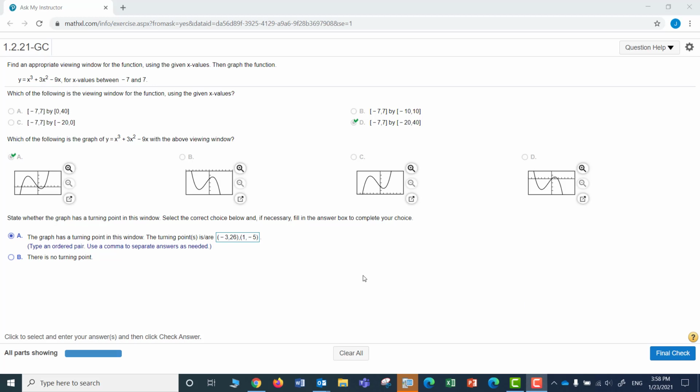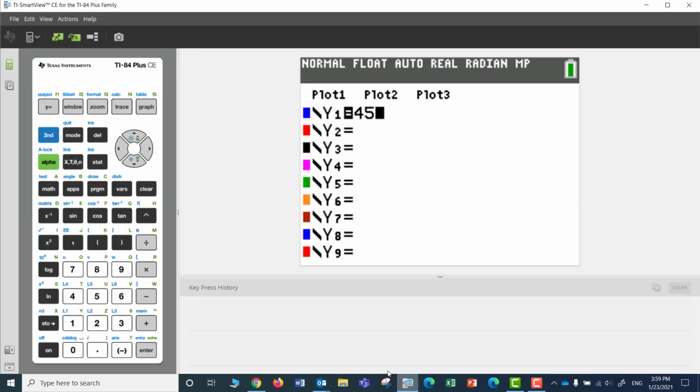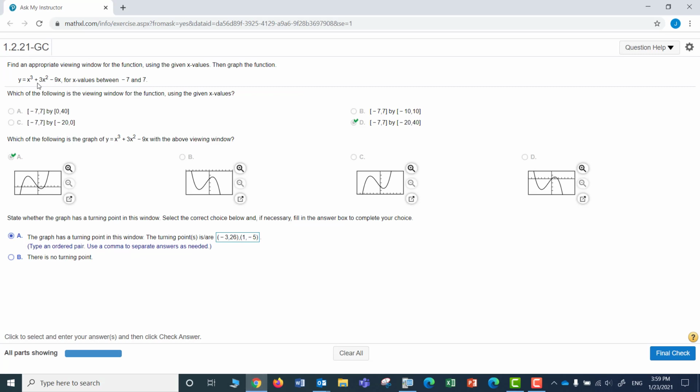In this video, we are going to find the turning points for polynomial functions using a TI-83 or 84 calculator. First, you need to input the function to the calculator. Our function is x cubed plus 3x squared minus 9x.